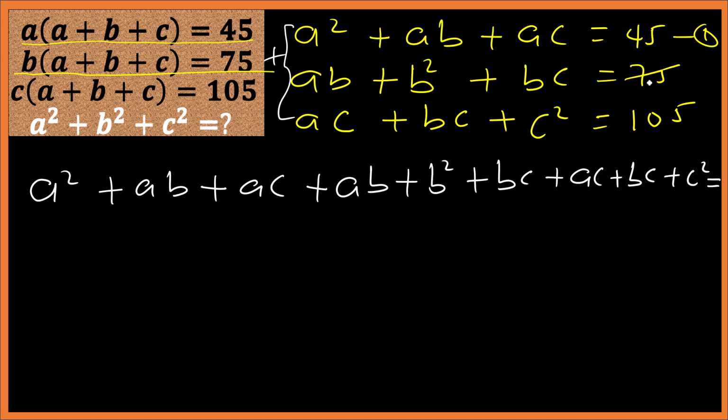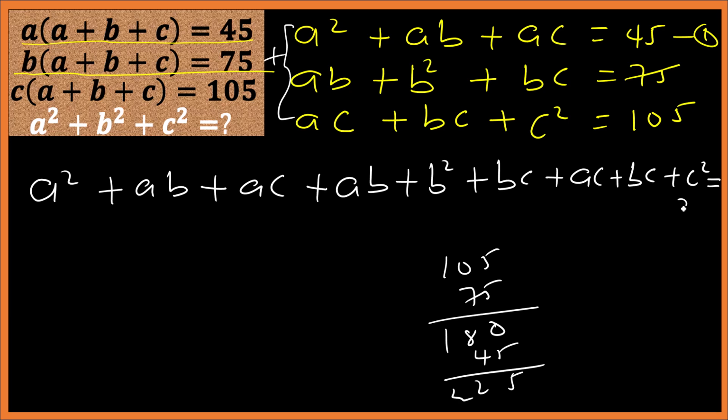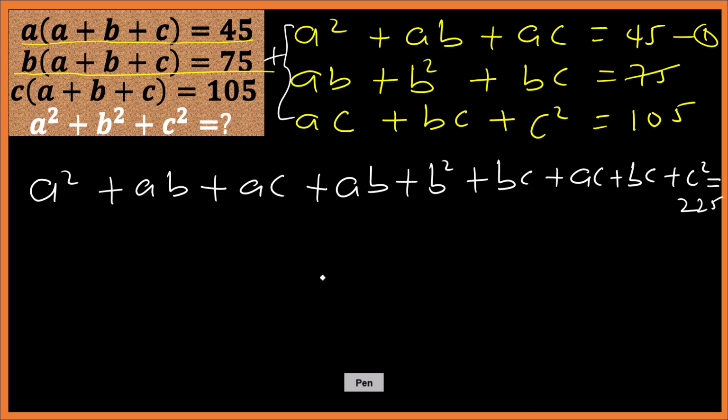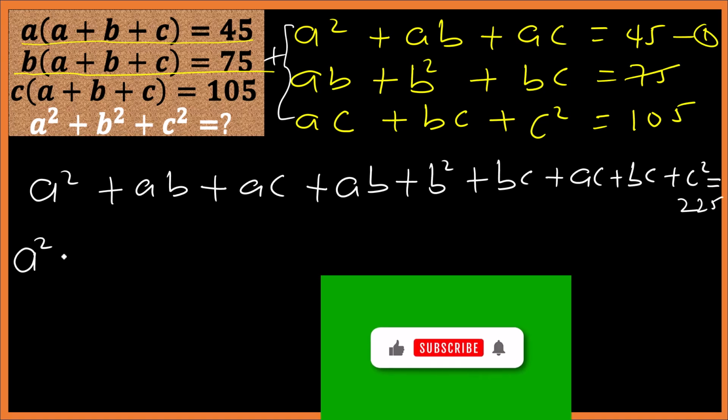So let's add the three. We have 105 plus 75, so 180, plus 45, 225. So we have 225. Okay, now let's arrange this one well. Now our target is a squared, b squared, and c squared. So let's bring them out: A squared plus b squared plus c squared.